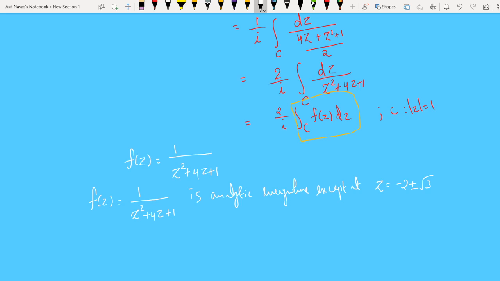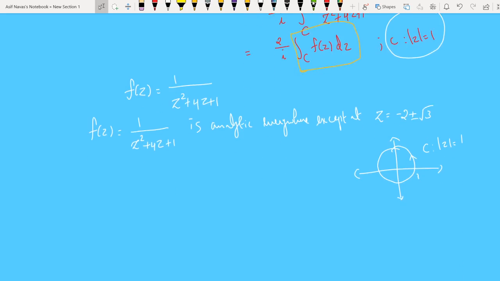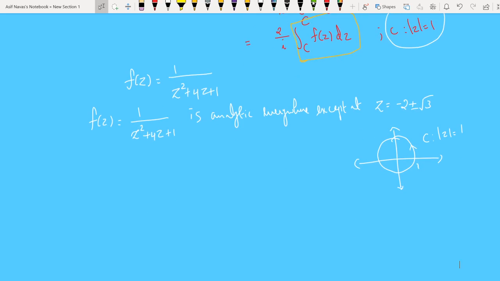Yes, sir. Okay. So now we have to check whether these two singularities are inside C. What is C? C is the unit circle, mod z equal to 1. So how to check? Now, z equal to minus 2 plus root 3.